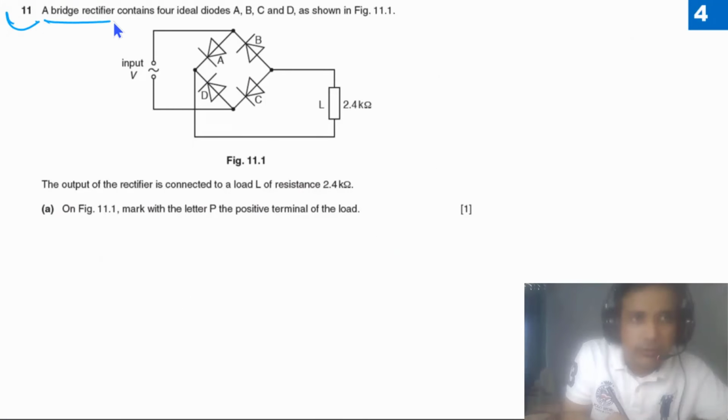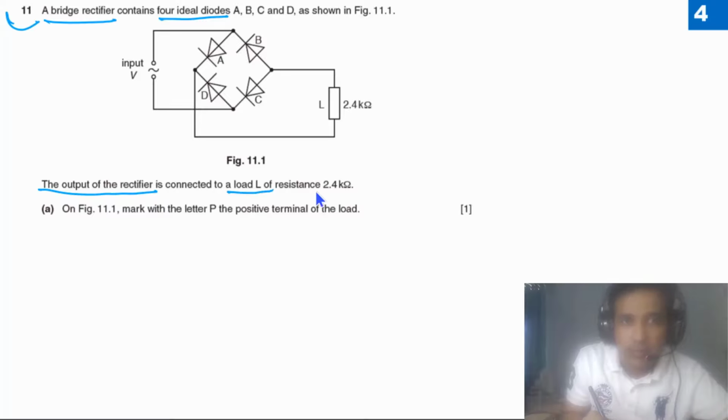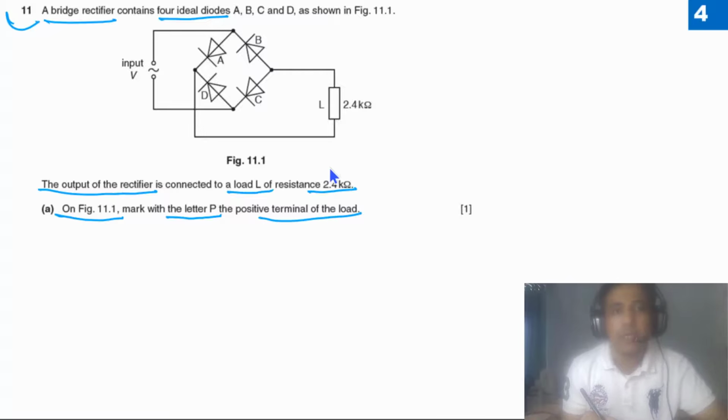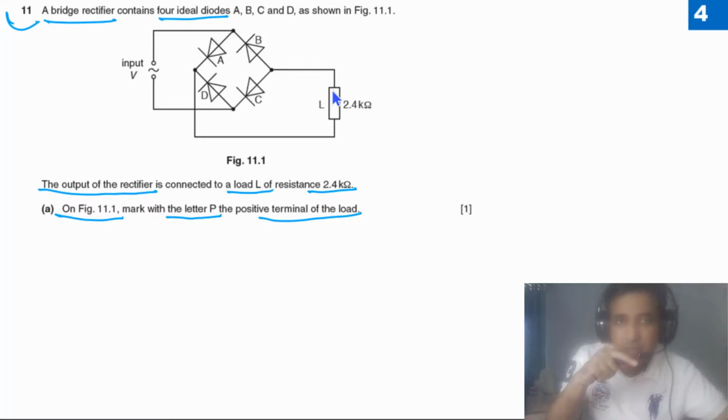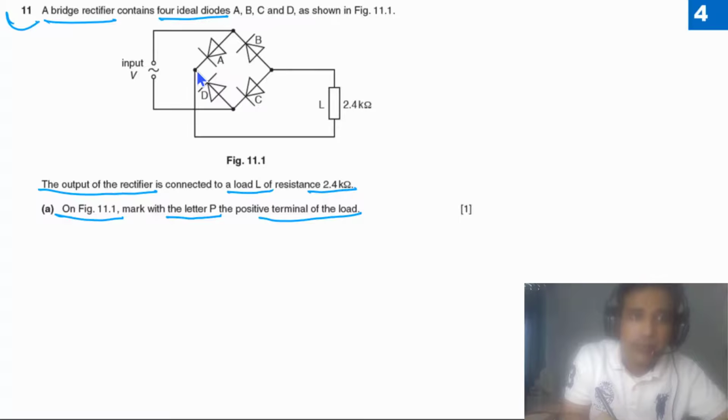Question 11 says a bridge rectifier contains 4 ideal diodes A, B, C, and D as shown in figure 11.1. The output of the rectifier is connected to a load capital L of resistance 2.4 kilo ohms. On figure 11.1, mark with the letter capital P the positive terminal of the load. So we need to mark the positive terminal of the load, means of this resistor. Positive terminal is the side through which current is entering. That side is positive terminal, and that one we can find out by just looking at this arrangement of diodes.